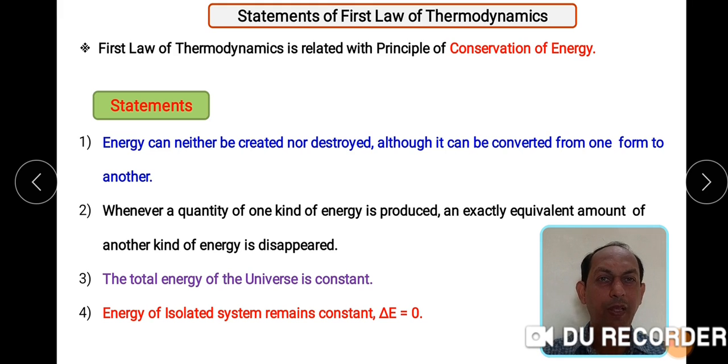Then the third statement, very important: the total energy of the universe is constant. This is a very important statement. Whatever energy we have is constant inside the universe. So the energy of an isolated system remains constant, that is delta E. In an isolated system, neither energy nor matter flows. So this is an isolated system. Remember these statements.